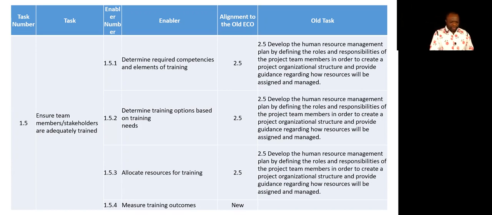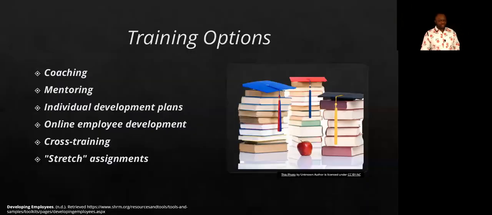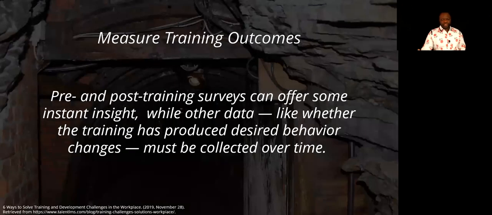You want to make sure that the outcomes that you expect can actually be delivered as a result of the training. So when we talk about training options, you've got coaching, mentoring, individual development plans, online employee development, cross training, stretch assignments and things like that. That will help develop the individual. You also want to measure training outcome. Pre and post training surveys can offer some instant insight, while other data, like whether the training has produced desired behavior changes, must be collected over time.